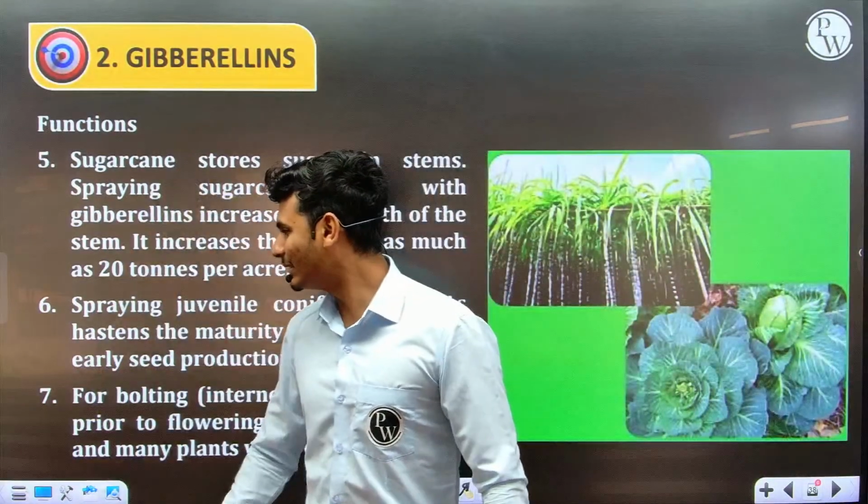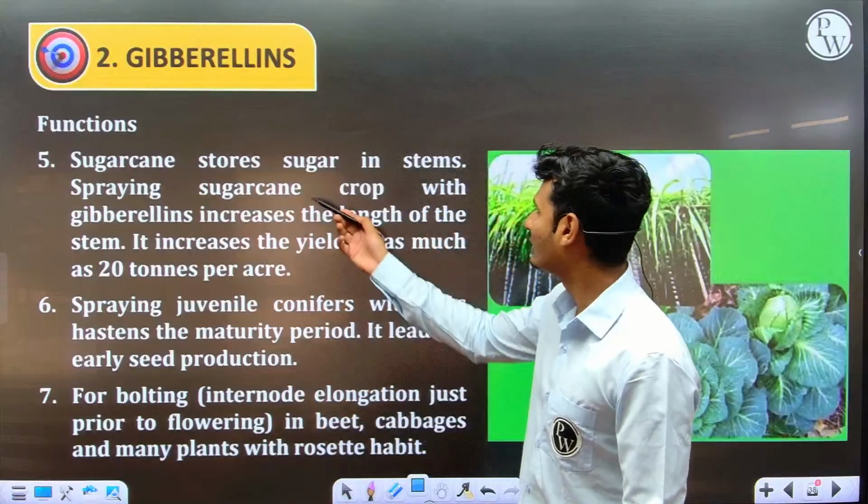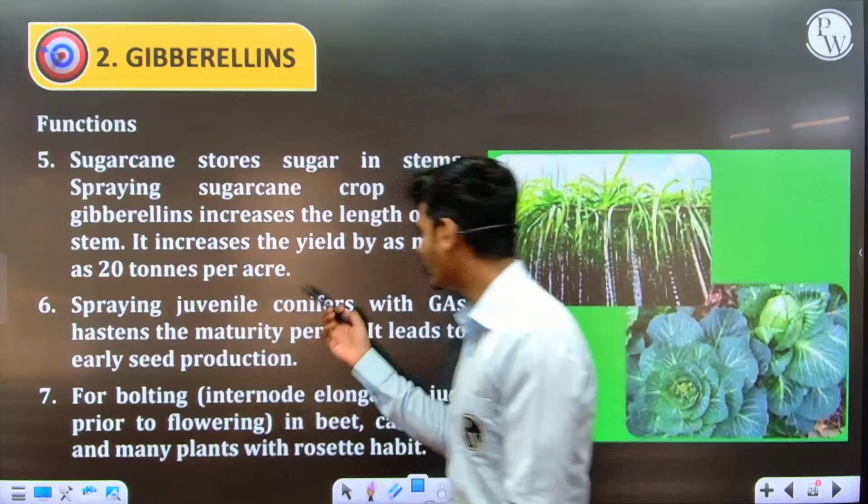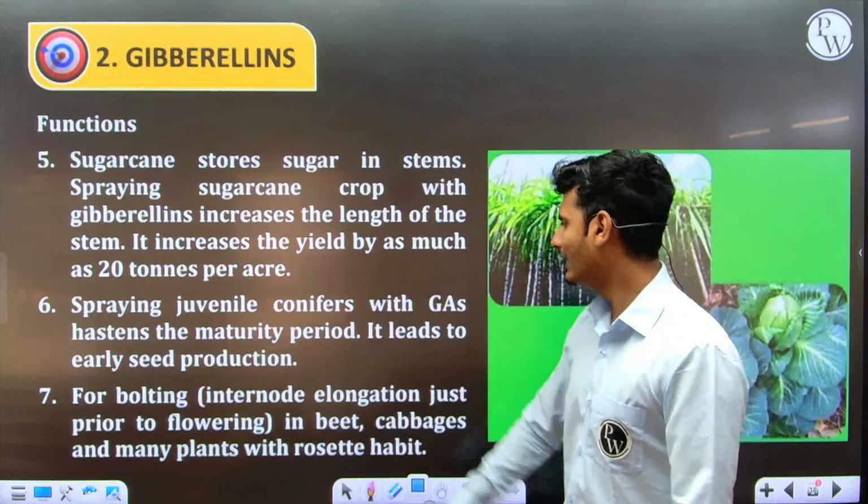To increase the length of sugarcane also, there is a requirement of gibberellin. Also, spraying on juvenile conifers can help. And all of this.